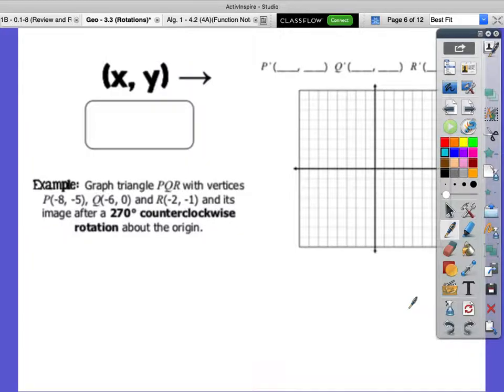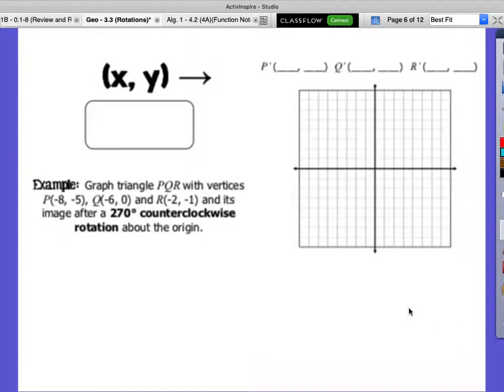Thanks, Scott. So now we're going to do our 270 degree rotation, the only one we haven't. Once again, if you do 360 degrees, what would happen? It should be the same. You get back to where you started. So this one was what? (x, y) yields (y, -x). Very good. So we're going to graph this triangle PQR.